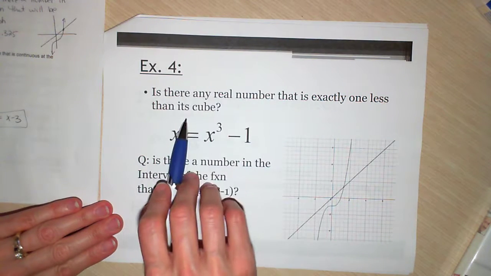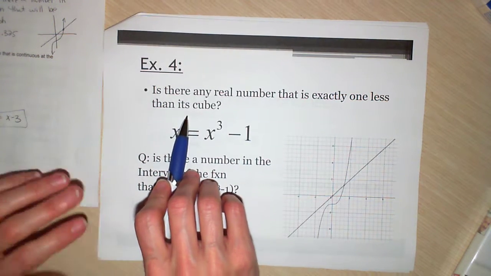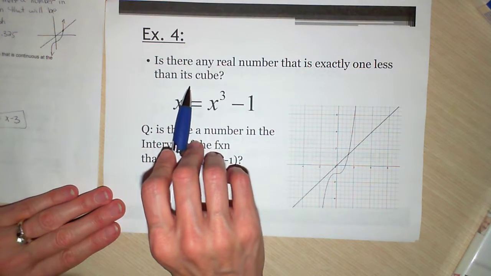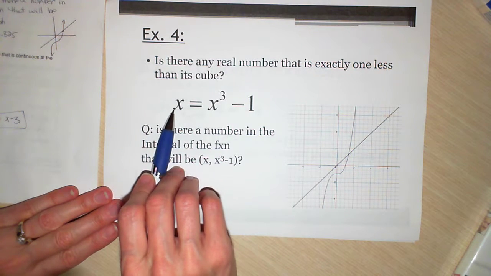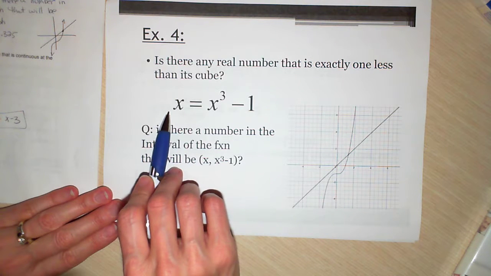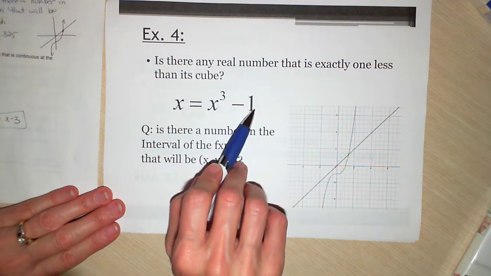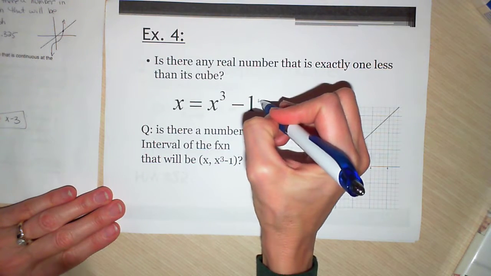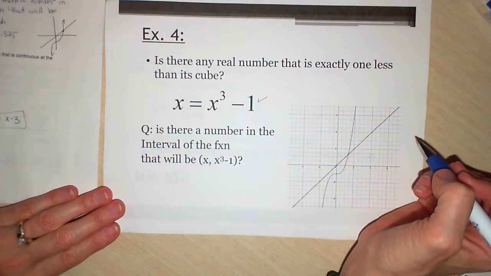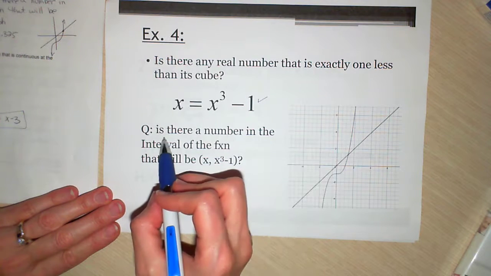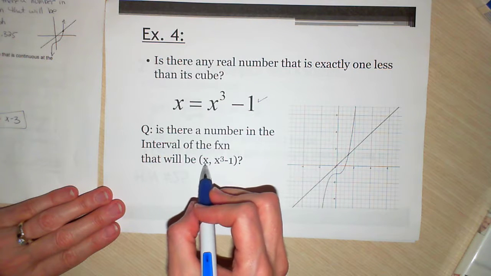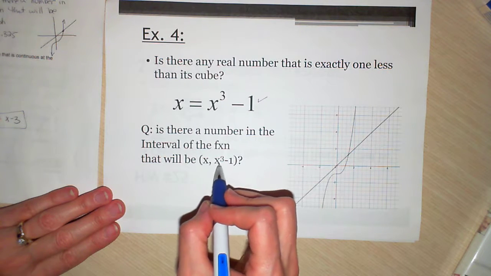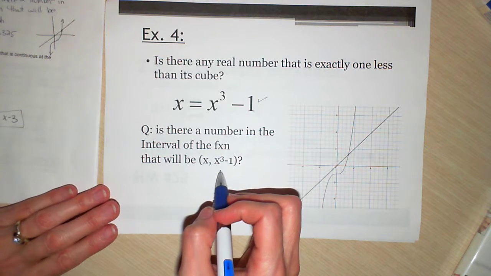kind of takes this into a different level, if you want to think about it that way. They ask the question, is there a real number that is exactly 1 less than its cube? So is there a number, I don't know what it is, x, that is exactly 1 less than its cube? So this is kind of what we're talking about. So what they're asking is, is there a number on an interval of a function where if I put in x, this is my input, I'm going to get x^3 minus 1 as my output.